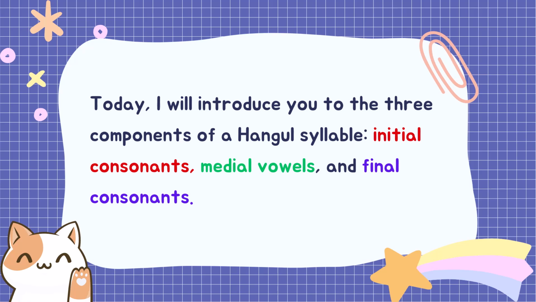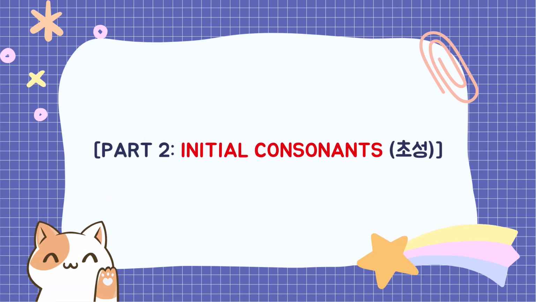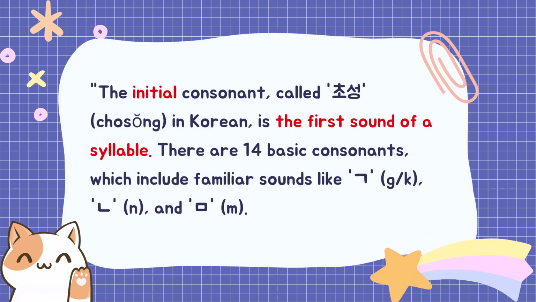Today, I will introduce you to the three components of a Hangul syllable: initial consonants, medial vowels, and final consonants. Part 2: Initial Consonants 초성. The initial consonant, called 초성 in Korean, is the first sound of a syllable. There are 14 basic consonants, which include familiar sounds like 기역, 니은, and 미음.